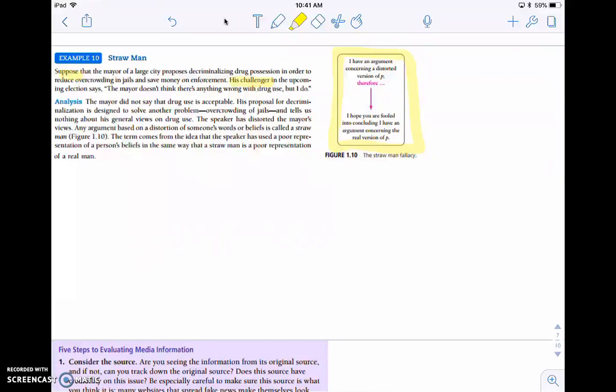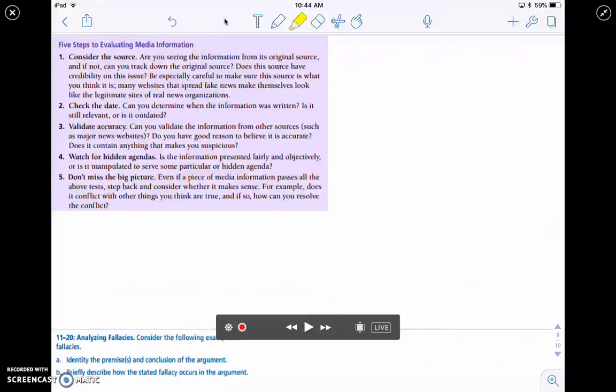When in reality, the reasons why the mayor wants to decriminalize drug possession have nothing to do with whether he thinks it's right or wrong. He's trying to get rid of another problem, which is overcrowding in jails and saving money on enforcement. So the straw man argument is used quite a bit.